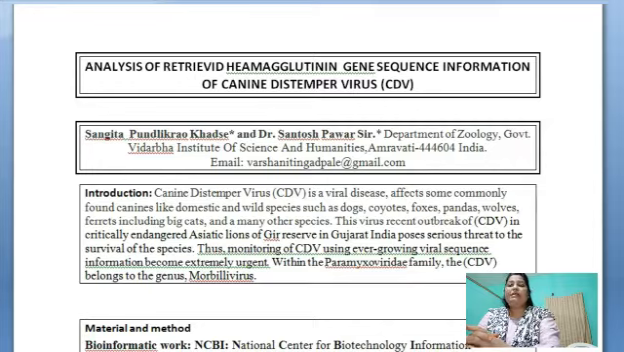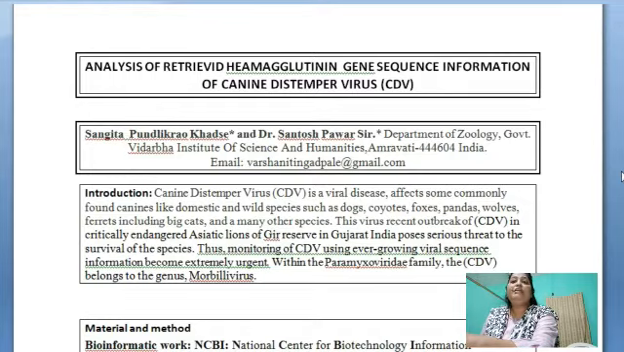It is a viral disease that affects commonly found canines, like domestic and wild species such as dogs, foxes, pandas, wolves, ferrets, including the big cats, and many other species. This virus recently caused an outbreak in the critically endangered Asiatic lion of Gir forest in Gujarat, India, which poses a serious threat to the survival of the species.